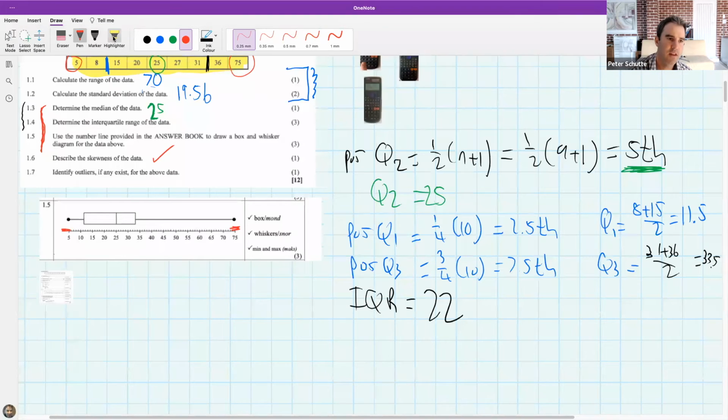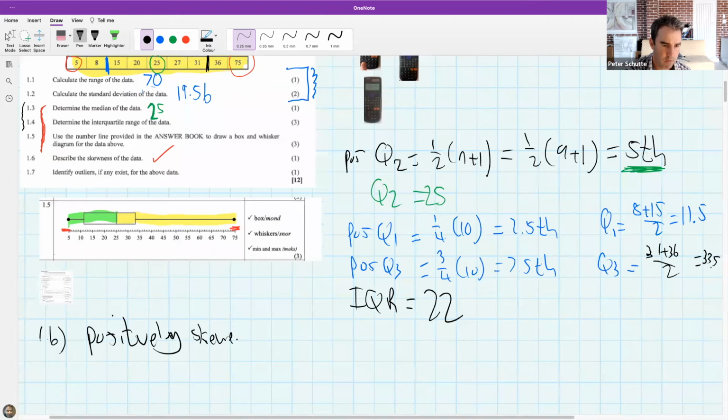So if we look at the top half of the data, that looks much bigger than the lower part here, or it's much more spread out. And so we would say that 1.6, this data is positively skewed, right? Positively skewed or skewed to the right. What about 1.7? Do we think there is any outlier here? The only one I would really check, if I think about Q1 minus 1.5 times the interquartile range, I can see that won't be an outlier. It's only the 75 I want to check. And is 75 an outlier?